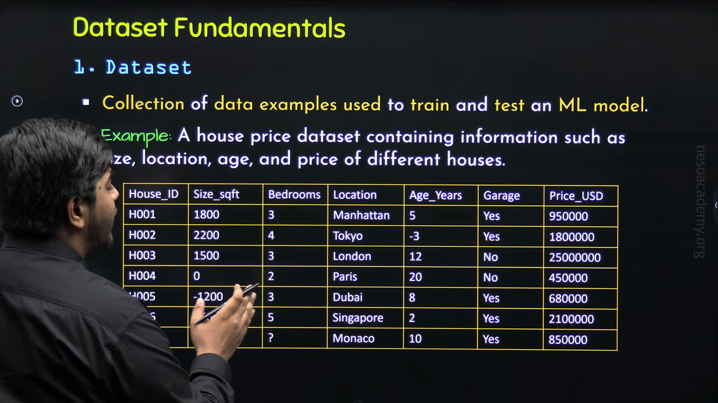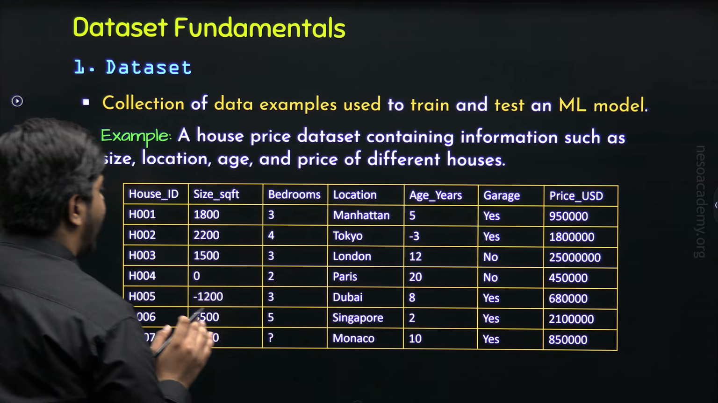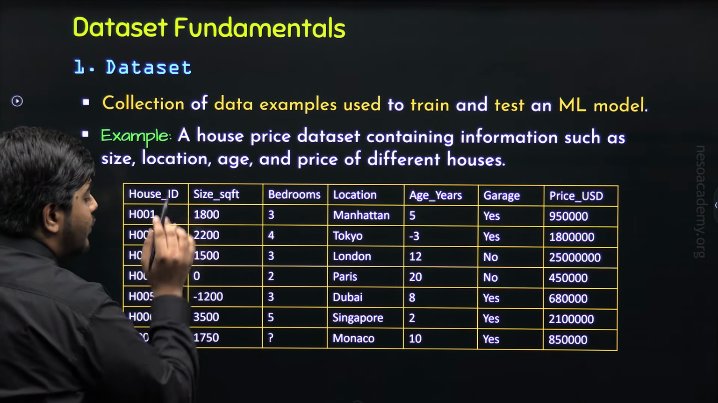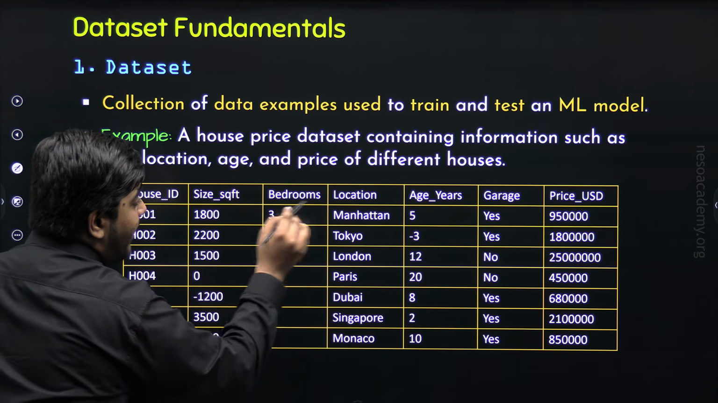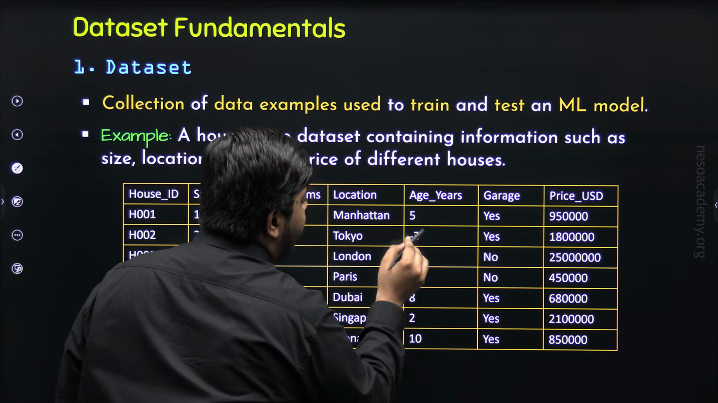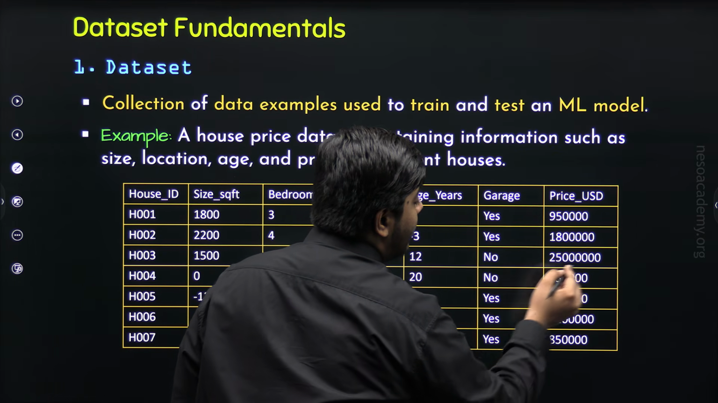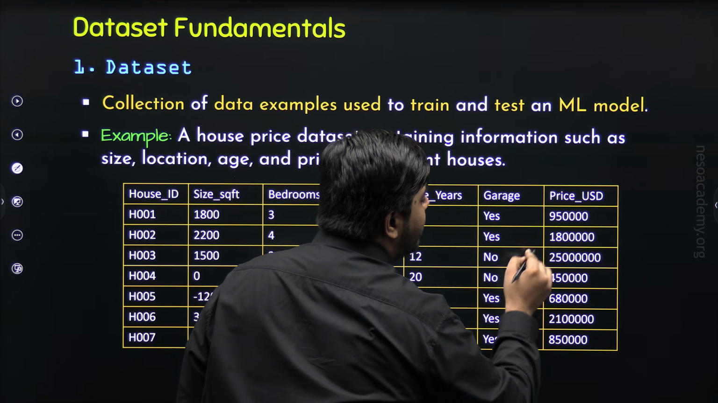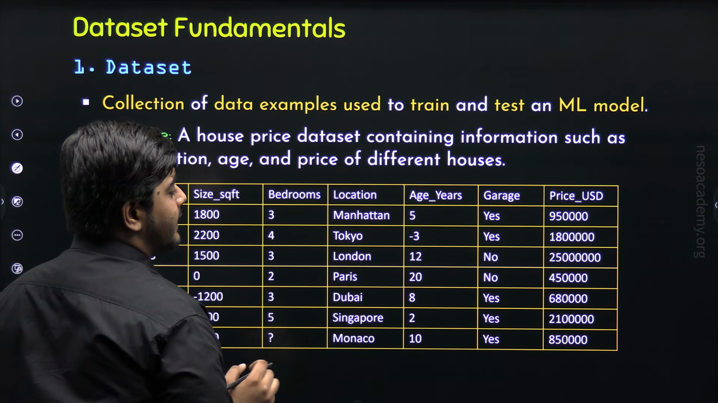Now if you observe carefully, in this particular dataset, there are many errors. Like the size of the house cannot be 0. The size of the house cannot be negative also. There is a missing value in the bedrooms column. Also, if we see, age in years cannot be negative. Also in this column, that is price USD, this value is very large as compared to other values, which is not practically possible. So these are some errors in our house price dataset.